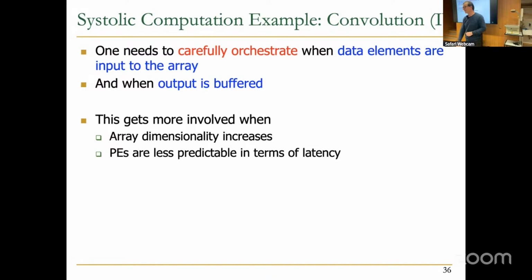It becomes more difficult if processing elements are less predictable in terms of latency. Then you need to add stalls, etc. Not good for systolic arrays in general, but it's possible to do also.